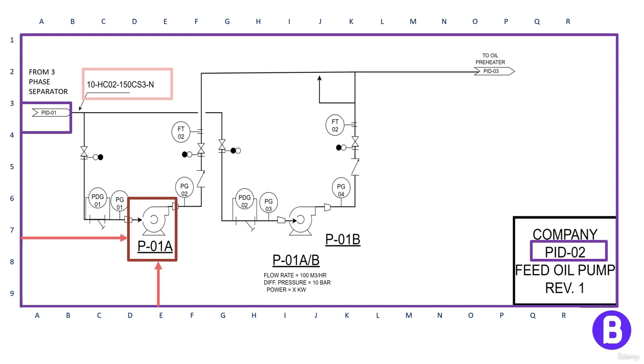Also, the grid system can even ease the continuation. So if the line here goes from PID01 to PID02, it goes out at a vertical grid of 3. Then in the other drawing, it shall enter at the same grid as applicable.